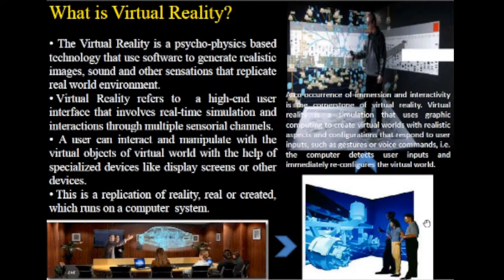This is the replication of reality, real or created, which runs on computer screens. You can see at the bottom level there is a projection of a car. This car projection is on a screen, and it is just a simulation, a simple projection only. It's a kind of LCD projection system through which we are projecting on the screens.